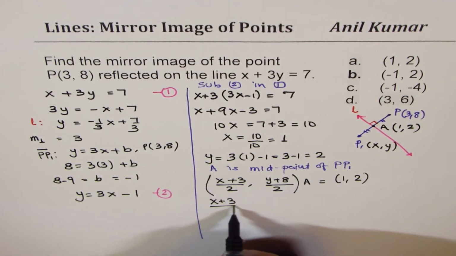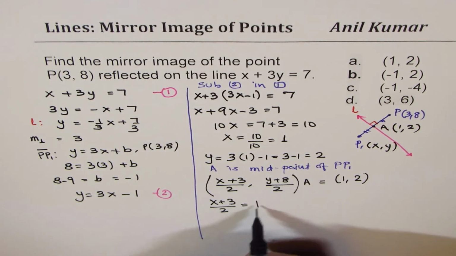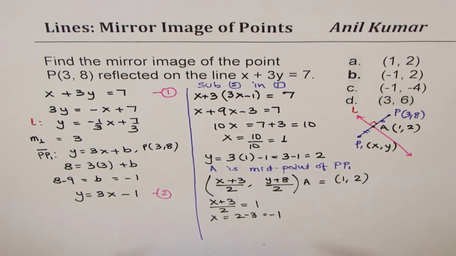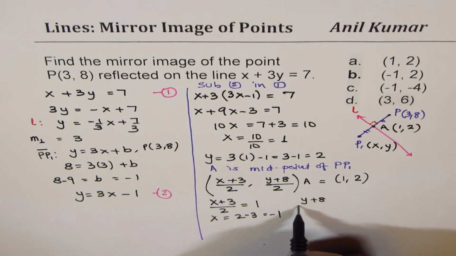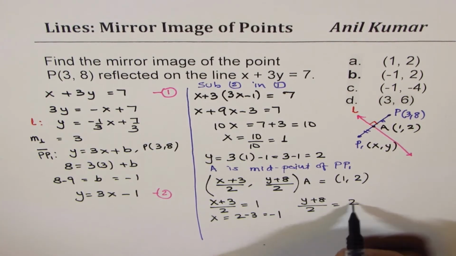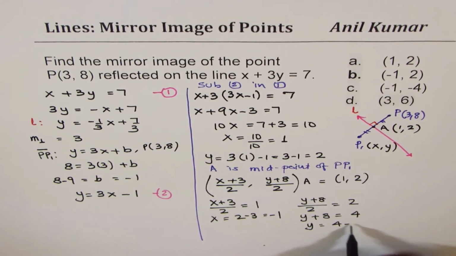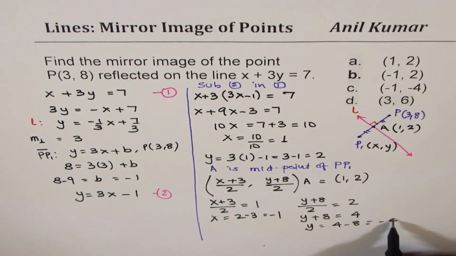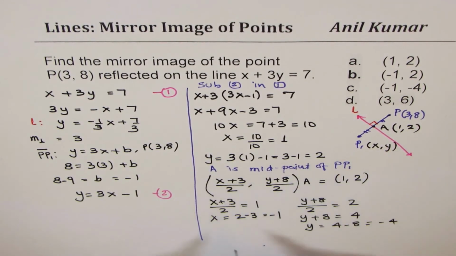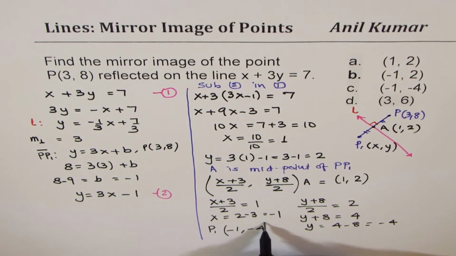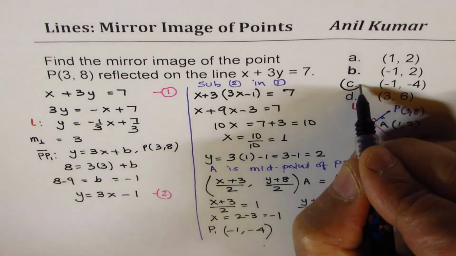So (x plus 3) over 2 is 1. Rearranging, x equals 2 when you multiply, and then take away 3, which gives you minus 1. (y plus 8) divided by 2 is 2, cross multiply, y plus 8 equals 2 times 2, which is 4, or y equals 4 minus 8, which is minus 4. So we get the point P1 as (minus 1, minus 4), correct? So the answer is C for us.